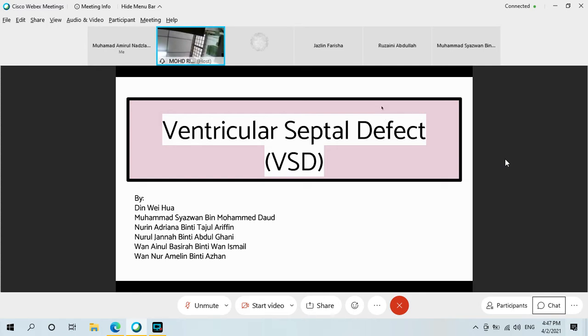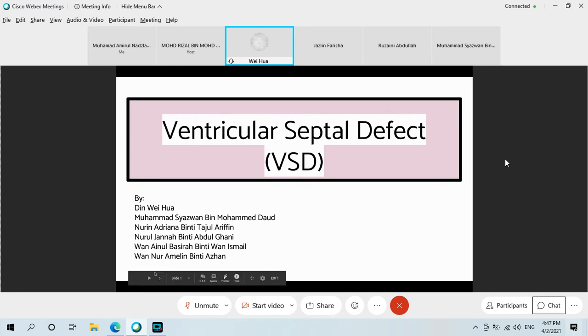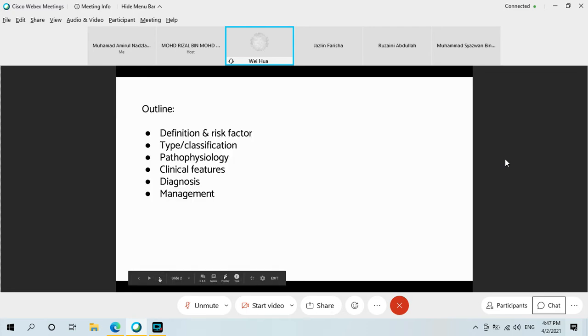So my group will be presenting about the ventricular septal defect. Next slide. So this is the presentation outline. We are going to talk about the definition and risk factor of ventricular septal defect, the type and classification, the pathophysiology, the clinical features, the diagnosis, and also the management.